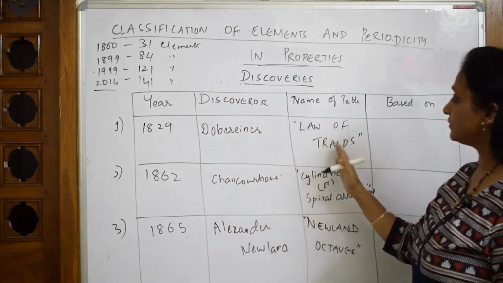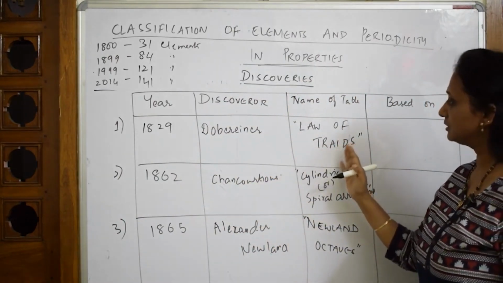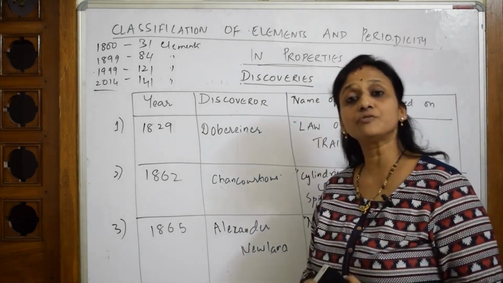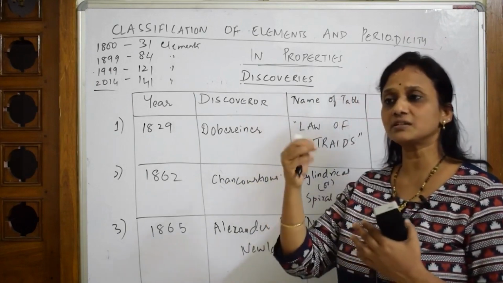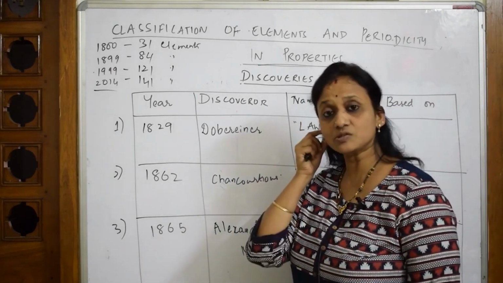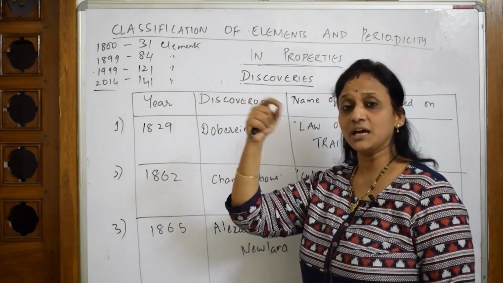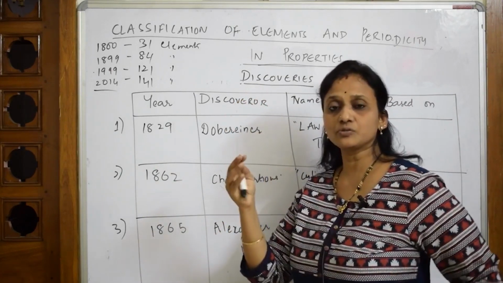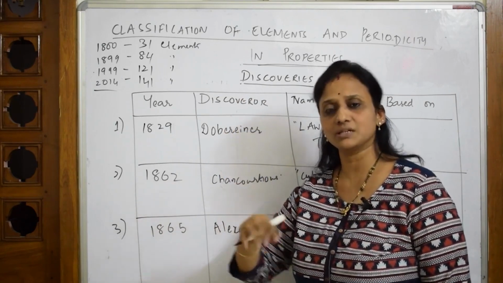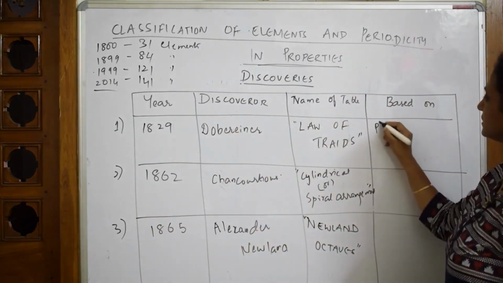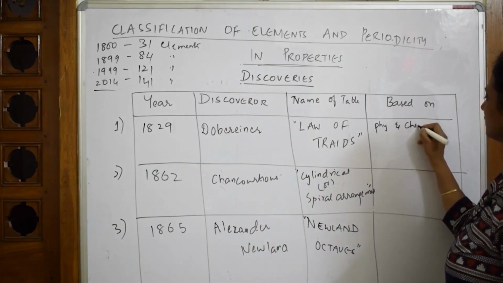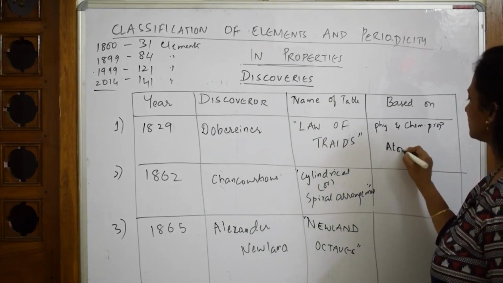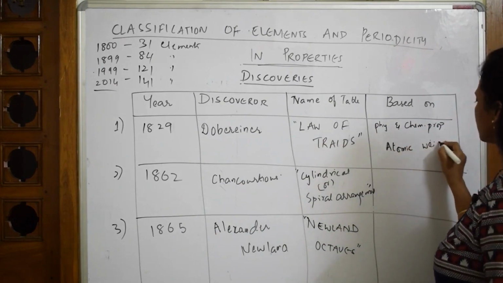So Dobereiner, when we speak about the law of triads, started his concept based on physical and chemical properties. He said that when you take the first element and the third element's atomic mass and take the average of those two, it will be the atomic mass of the middle element. So he spoke about physical and chemical properties, and this concept was based on atomic weights. That's it.